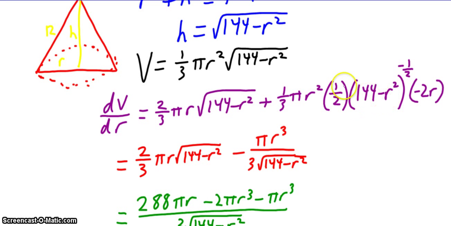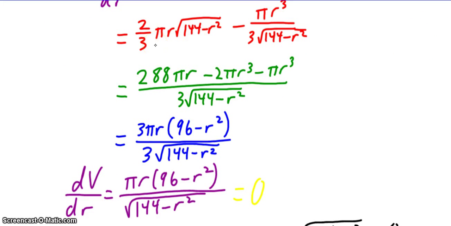We have to use the chain rule. So I bring down the 1/2 times the inside, which is 144 minus r squared, subtract 1 from the exponent, so it's to the negative 1/2, times the derivative of the inside, which is negative 2r. Now this 1/2 and this 2 are going to reduce. R times r squared becomes r cubed. This term right here is going to become the denominator, and then the 3 is going to go with that. This just stays 2/3 pi r times the square root of 144 minus r squared.